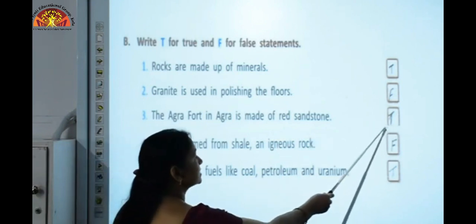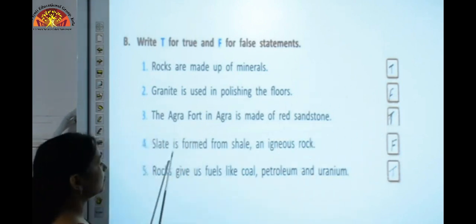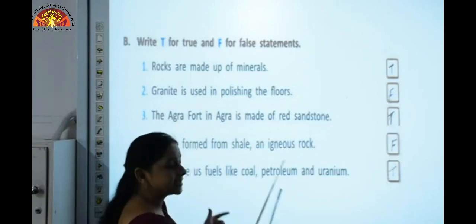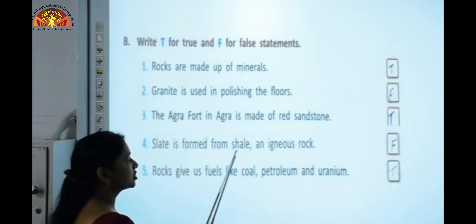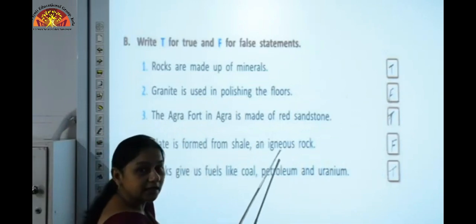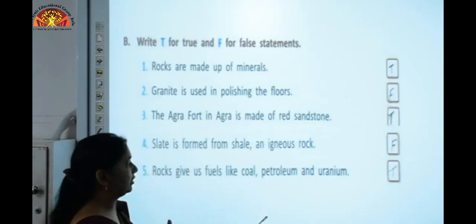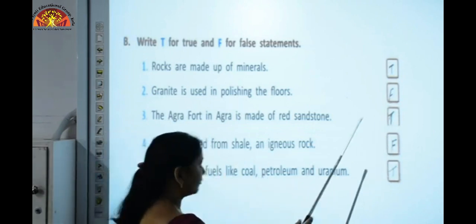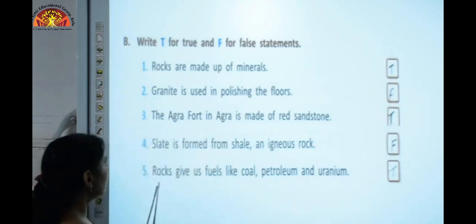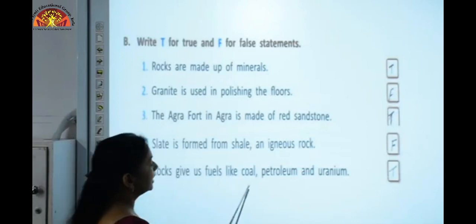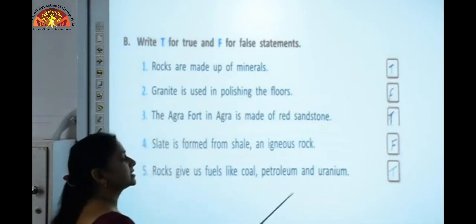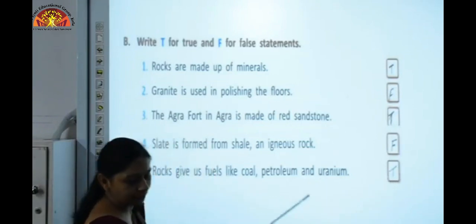This statement is true. Slate is formed from shale and igneous rock. Now this statement is false because shale is not an igneous rock, it is a sedimentary rock. It is an example of sedimentary rock. So you need to write F over here. Last one, rocks give us fuels like coal, petroleum and uranium. This is a use of rocks and this statement is true.